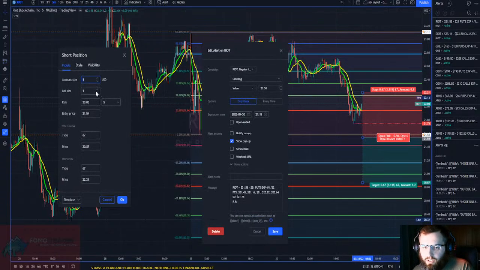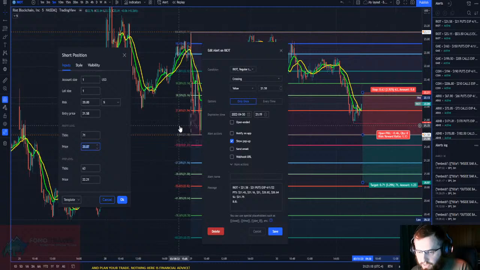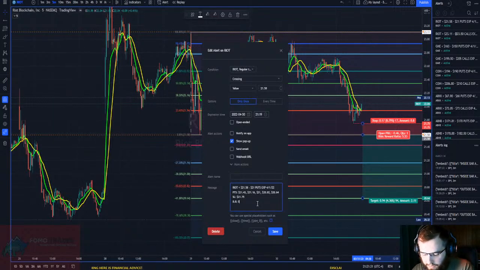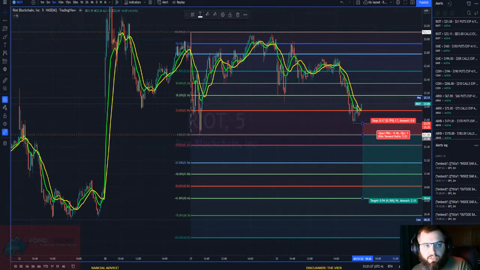So we would enter on a break below 21.58. My final price target using my fib levels would be 20.64, and then the stop loss would be 21.75. 5.53, 5.5 times your money. Set this trigger up. Once it crosses that level, it gives me an alert, and roll with it.